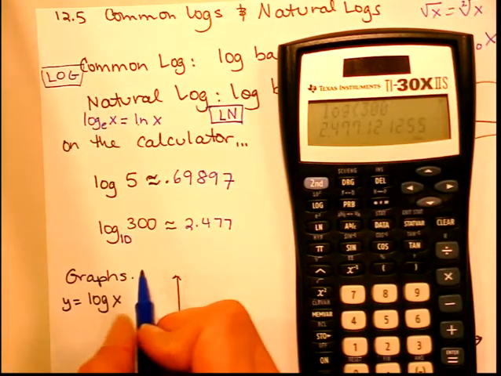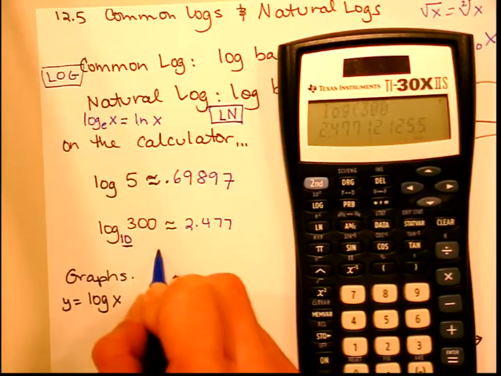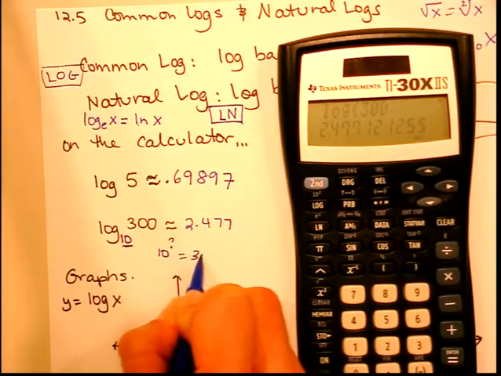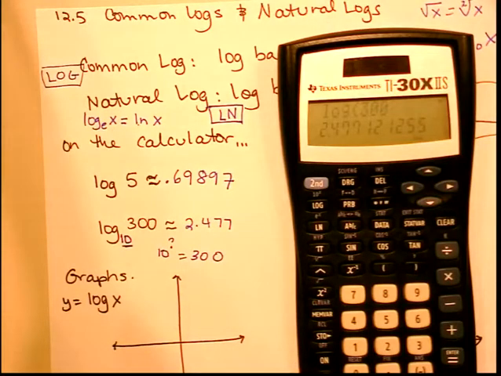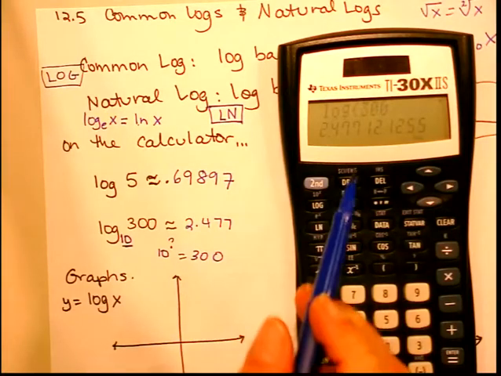And remember what a logarithm does. It's like, what would the power of this number be? What would I have to raise the number 10 up to get 300 out? Right? Well, we found the answer. It was 2.477 with a bunch of other stuff there.